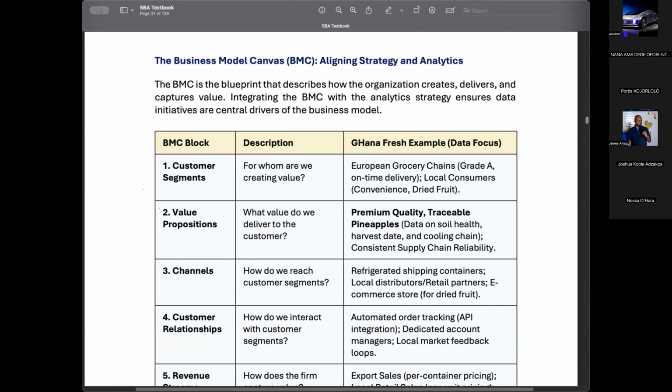If you take a BMC framework template, you can download one from the internet. And then you ask yourself the customer segment: who are you creating value for? If you were the MD of GH Food, GH Fresh, what would you say? Who are you creating value for? I am creating value for the European grocery chain, grade A products, and I want to give them on-time delivery. Those who are concerned about on-time delivery, because there are others in Ghana exporting to them, but they don't do on-time delivery. I'm giving them on-time delivery, and I'm also giving them the produce.